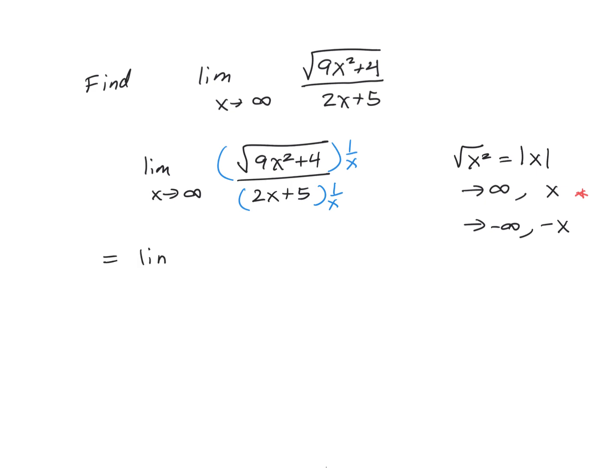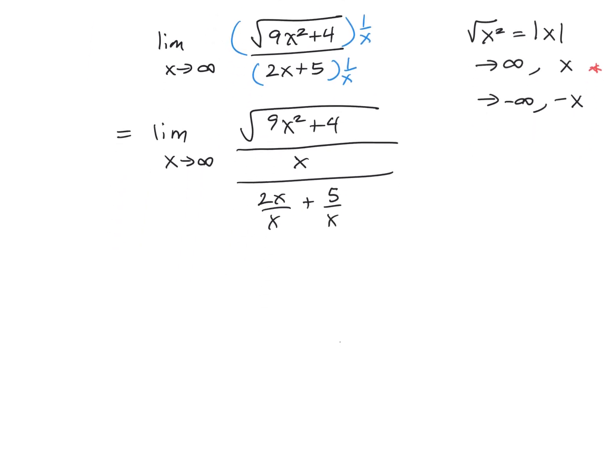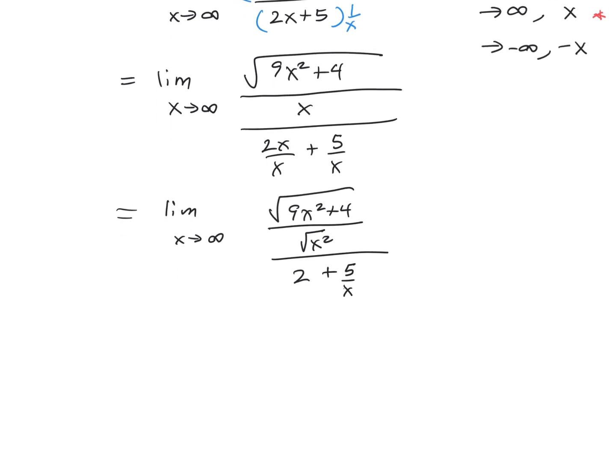That is the limit as x goes to infinity of the square root of 9x squared plus 4 over x. And down below, we've got a 2x over x plus 5 over x. And again, we can think of that limit upstairs with the square root of 9x squared plus 4 over the square root of x squared divided by, and we'll simplify this down, 2 plus 5 over x.